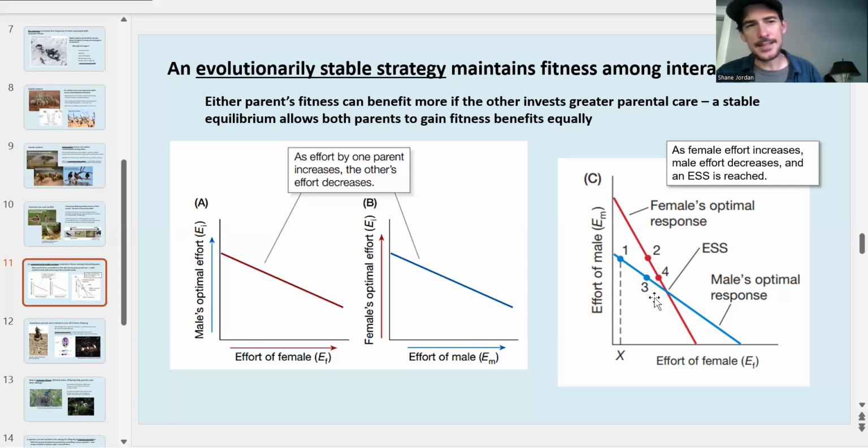But the idea is that it's in both parents' interest to try to invest some level of care into their offspring, regardless of the fact that either of them could gain more fitness if they have the chance to go on and reproduce yet again, be it with the same mates or with different mates.